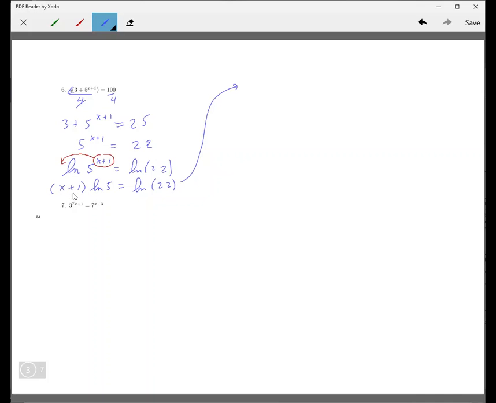And now what you want to do is, there's a couple ways you can do this. You can distribute this log 5 into here. That's perfectly fine. But because it multiplies the whole thing and there's no x's over here, then it's probably easier, in this case, to divide both sides by log 5.